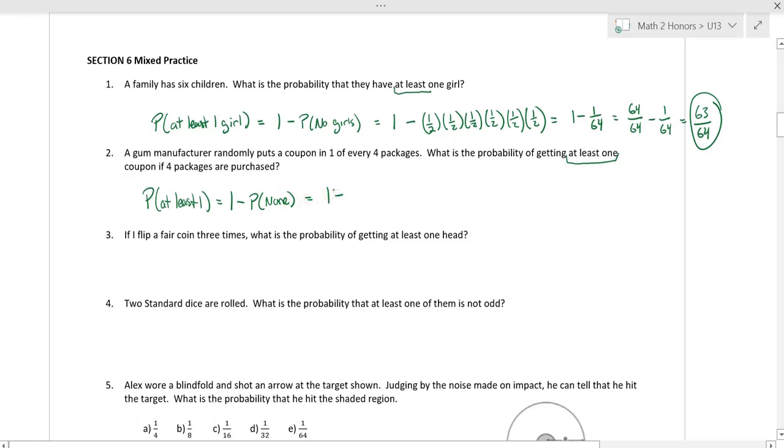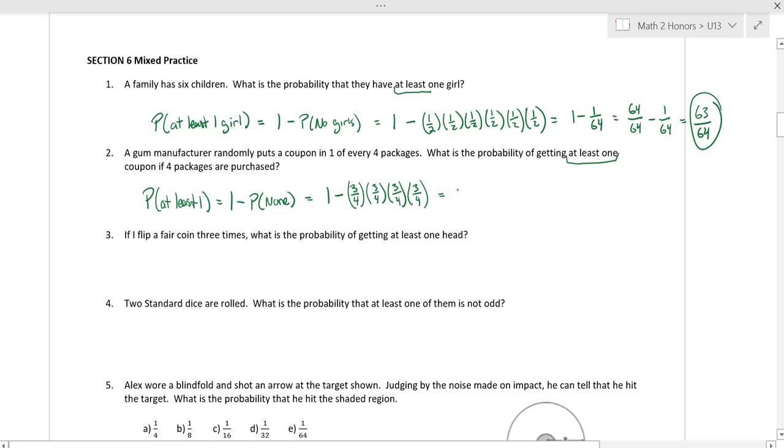well, what's the probability the first one doesn't have a coupon? Well, 3 out of 4, because 1 out of every 4 has one. So 3 out of 4 does not. And the probability the next one doesn't have it would be 3 out of 4. We're picking 4 packages, third one and the fourth one. So 3 out of 4 times 3 out of 4 times 3 out of 4 times 3 out of 4. That together is the probability that all 4 of the packages will not have a coupon. And continue to work through this.